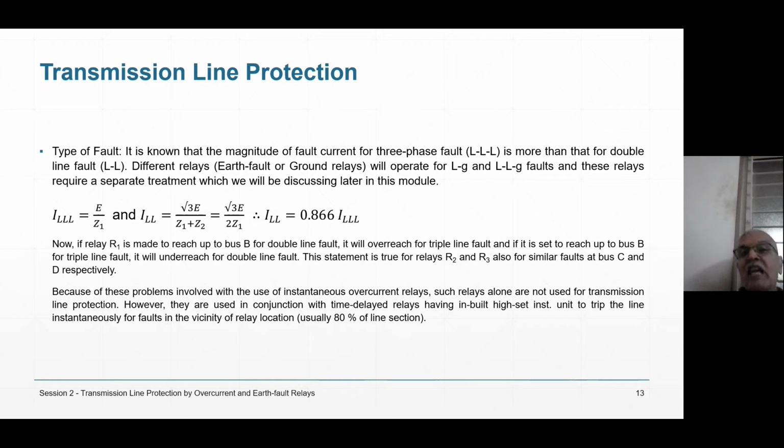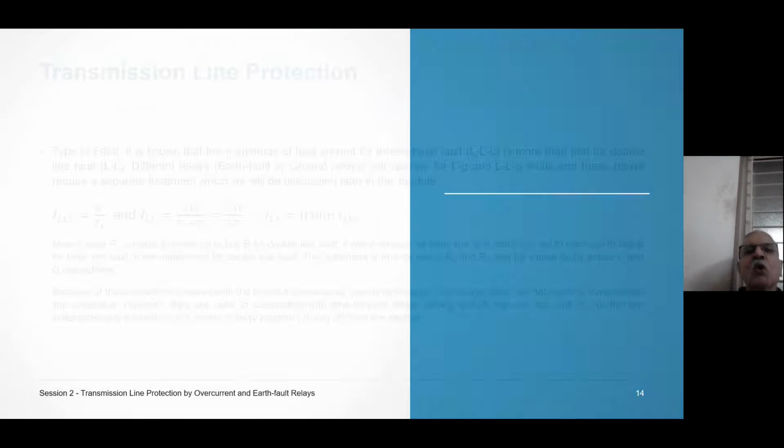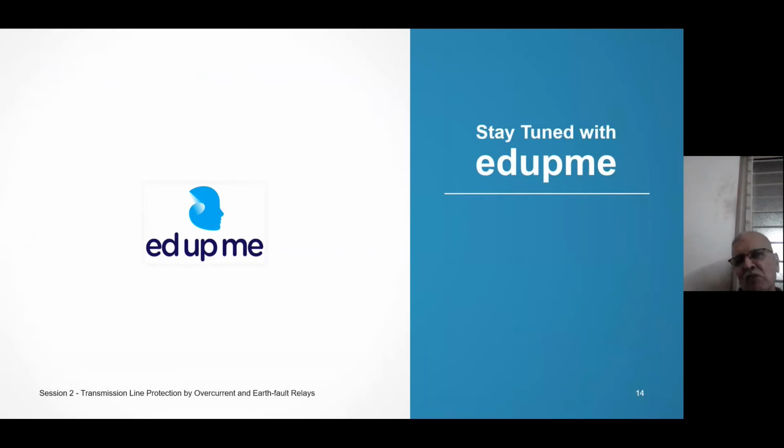So, with that conclusion, that instantaneous overcurrent relays alone are useless, probably we end our talk, because we will have to use another discriminating quantity. Current alone is not useful. Which other quantity we will use, that we will see in the third session.